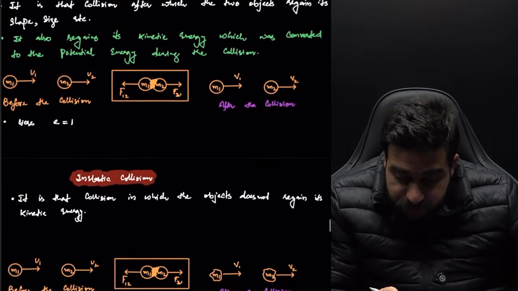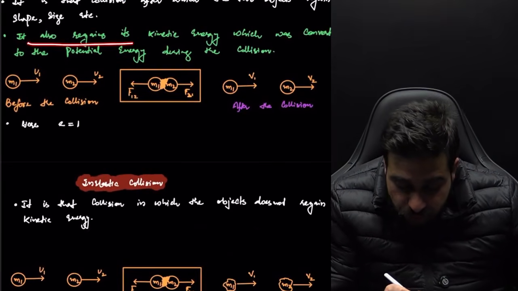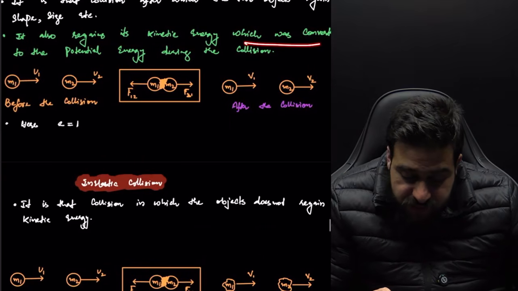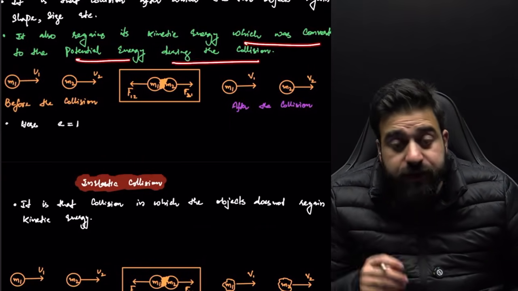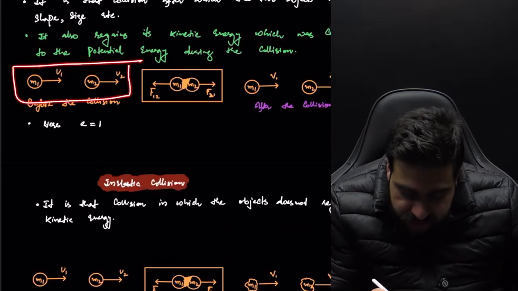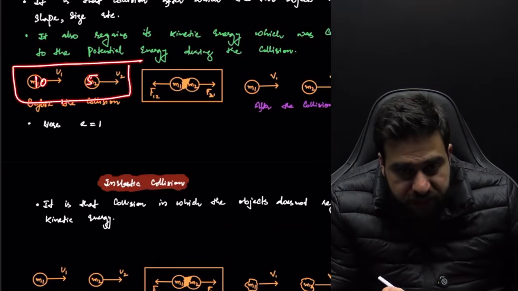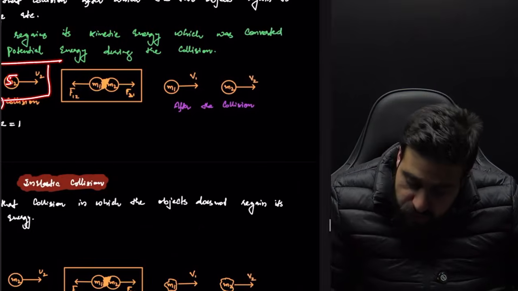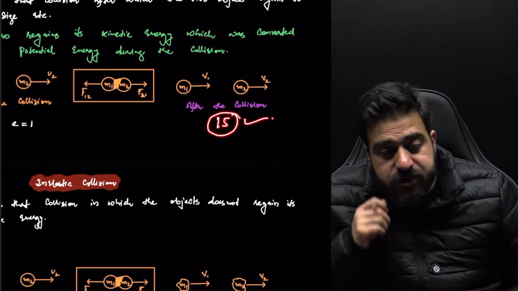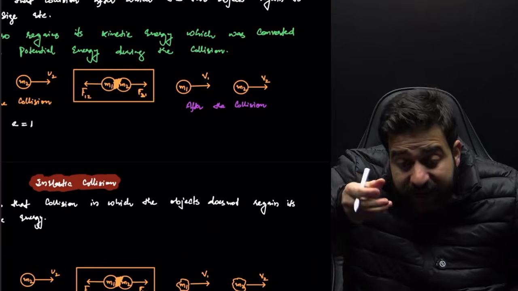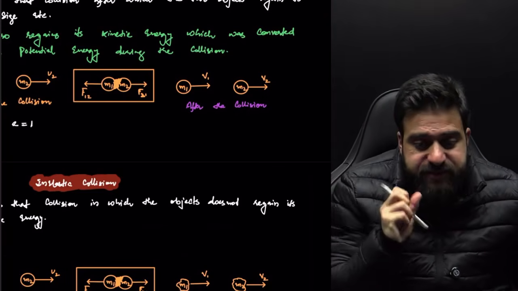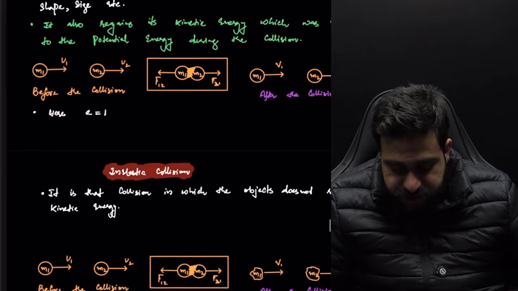One more important point over here: it also regains its kinetic energy, which was converted to potential energy during the collision. Whatever the kinetic energy of the system initially, let's suppose 10 joule and 5 joule, that is 15 total, finally after the collision both will have 15 joule of kinetic energy. They regain their kinetic energy, they regain their shape and size. That is what we call elastic collision.